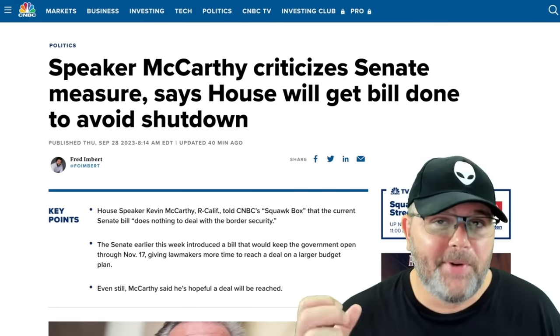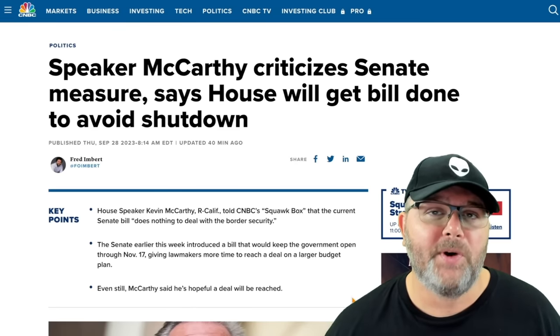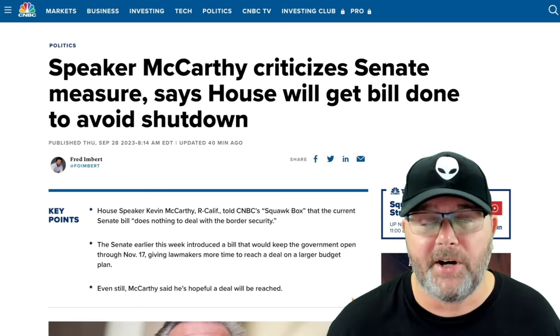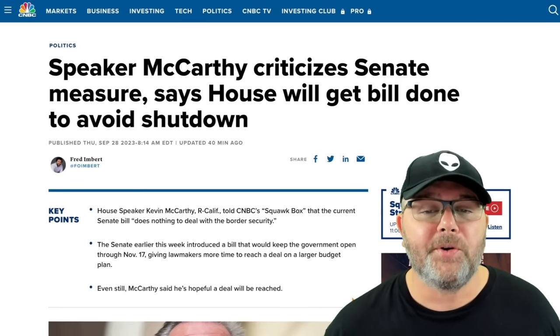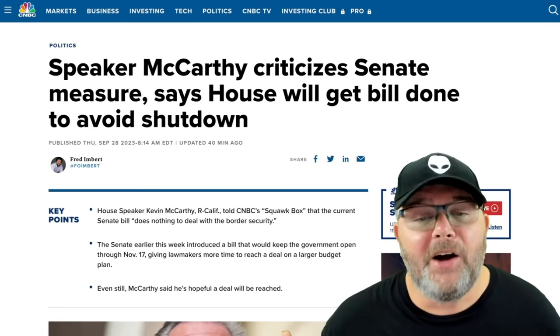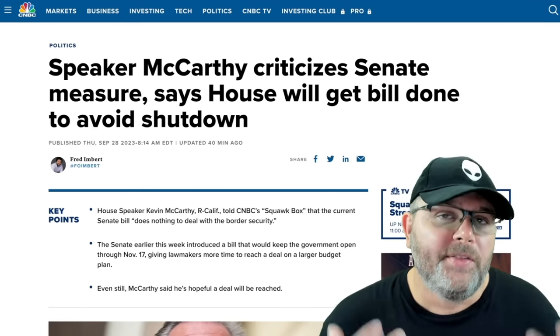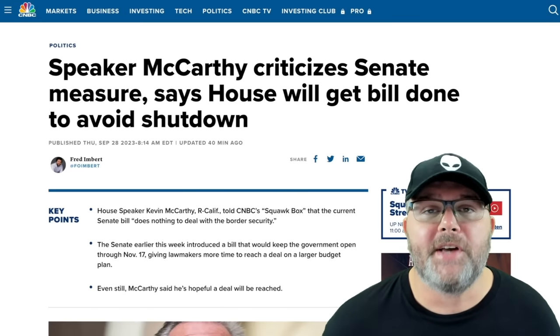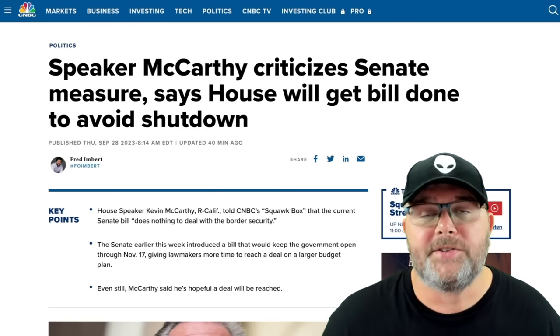Now, the other thing to keep an eye on, this is important because we'll have a partial government shutdown over the weekend if this doesn't get resolved before then. Speaker McCarthy criticizes Senate measure, says House will get done to avoid shutdown. That could be why you see the market up slightly green. Plus, if you look at the RSIs, a lot of stocks and even the indexes are getting oversold.